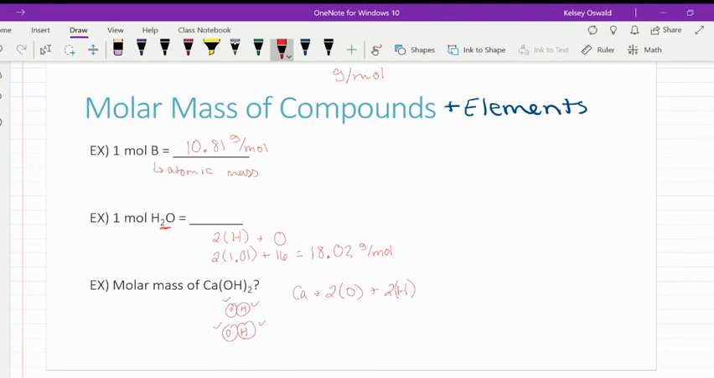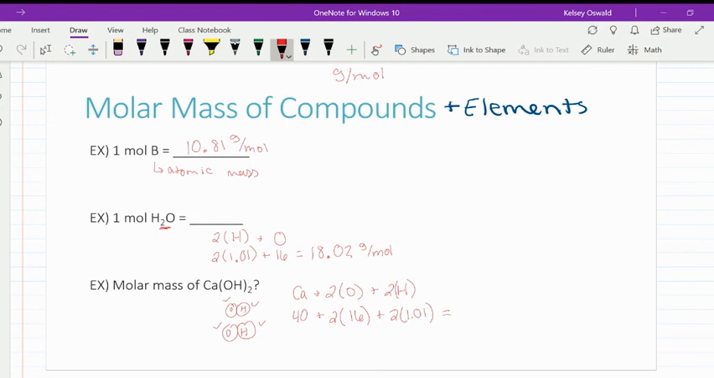Okay, so if we want to find the molar mass of the substance, we need to find the masses of those individual elements and add them together. So calcium is going to be 40. We get that from the periodic table. From the periodic table, oxygen has a molar mass of 16. The hydrogens have a molar mass, again, of 1.01.